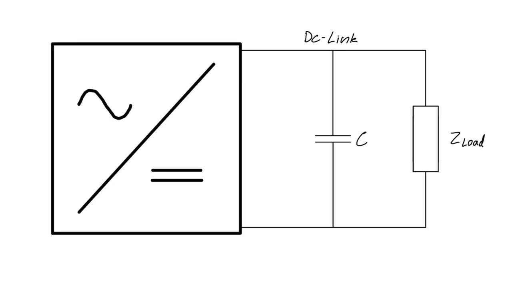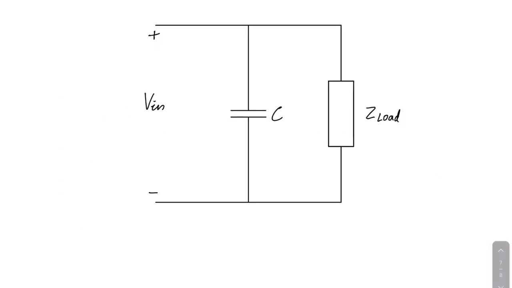In this video, I will show you how to find the capacitance of the DC link so you can get whatever ripple voltage you want. And this works with any type of converter. If you start modeling it with a voltage coming in and also a current coming in.